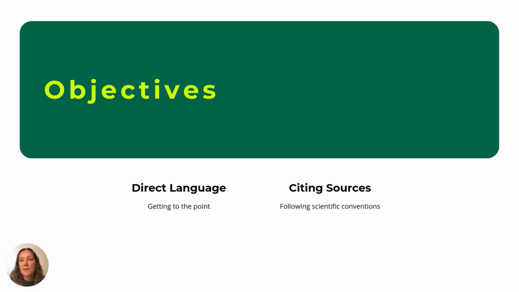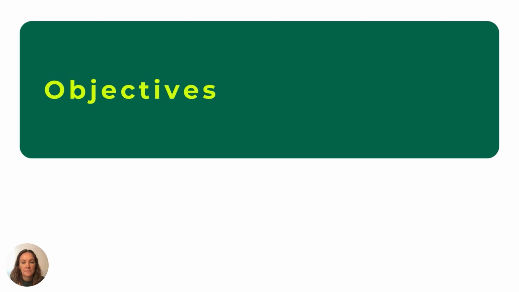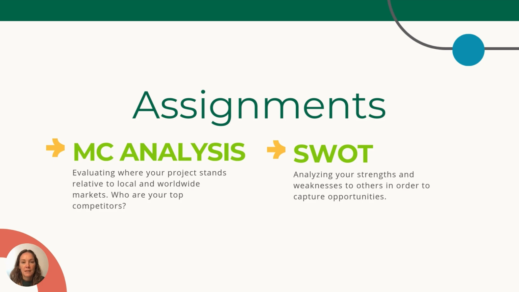Objectives for this video, we're going to talk a little bit about using direct language in your writing and citing, or giving credit to, your sources. I chose these two topics for this week after looking at your two main upcoming assignments, the market competitive analysis and your SWOT analysis. For both of these, you will need to do research on local and world markets to identify your top competitors. Then you'll need to report on what you find using direct language and citations of the sources that you used.